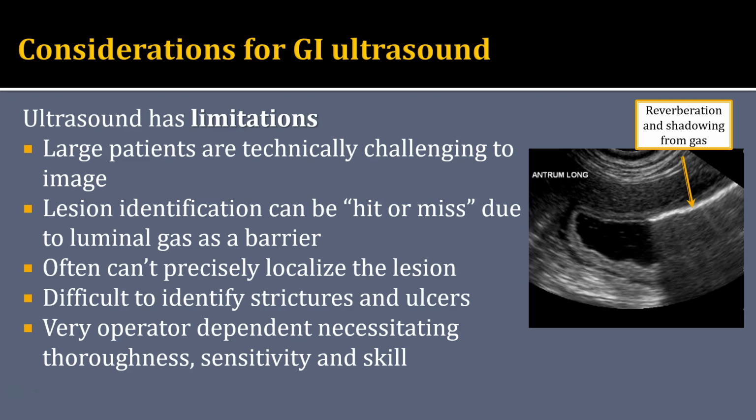Lesion identification can be hit or miss. One, it's hard to follow the entirety of the GI tract from stomach to rectum. And then two, the various parts of the GI tract oftentimes have a lot of gas, and gas within the lumen will preclude us from evaluating the rest of the lumen as well as the deep intestinal wall. And if there's enough gas, it actually precludes us from evaluating other deep intestinal segments.